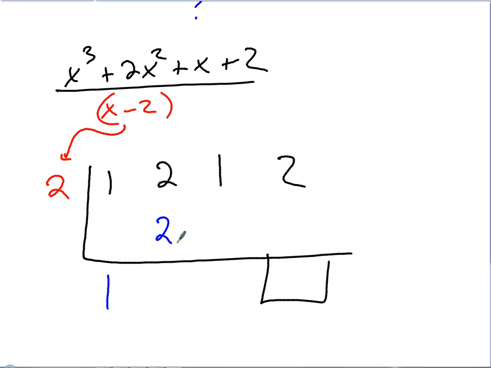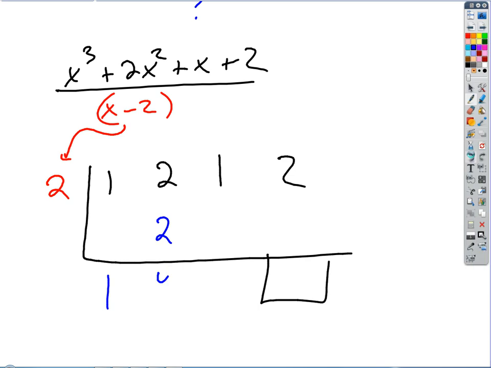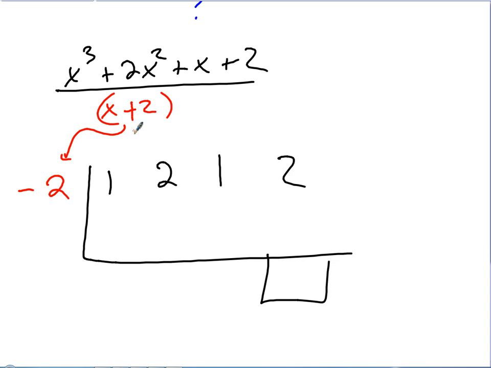But you do the opposite with synthetic division. You add. So 2 plus 2 is 4. 2 times 4 is... is this going to work? No. Clearly, it's not going to work. We can just quit. We know we're not going to get 0. Okay, so let's go back. Oops, too far. And let's make that a negative 2.